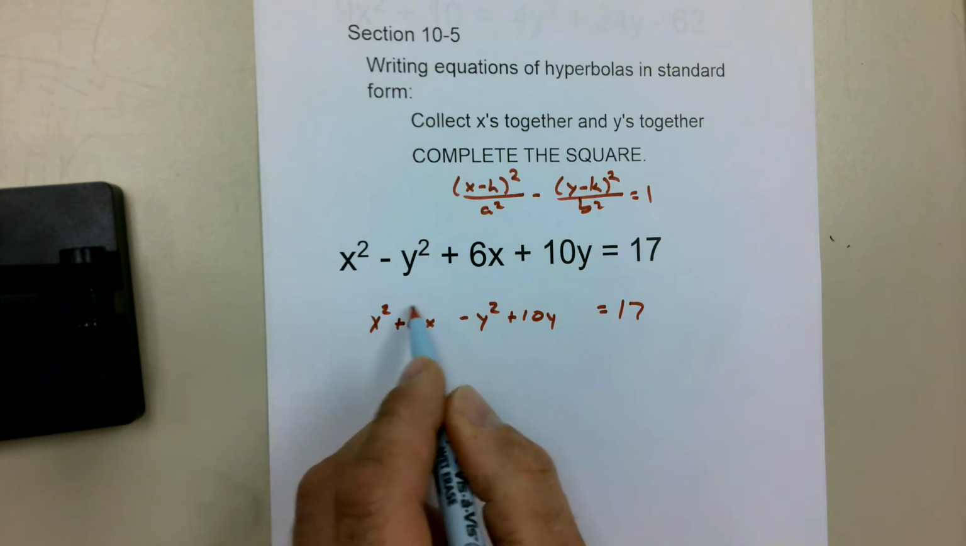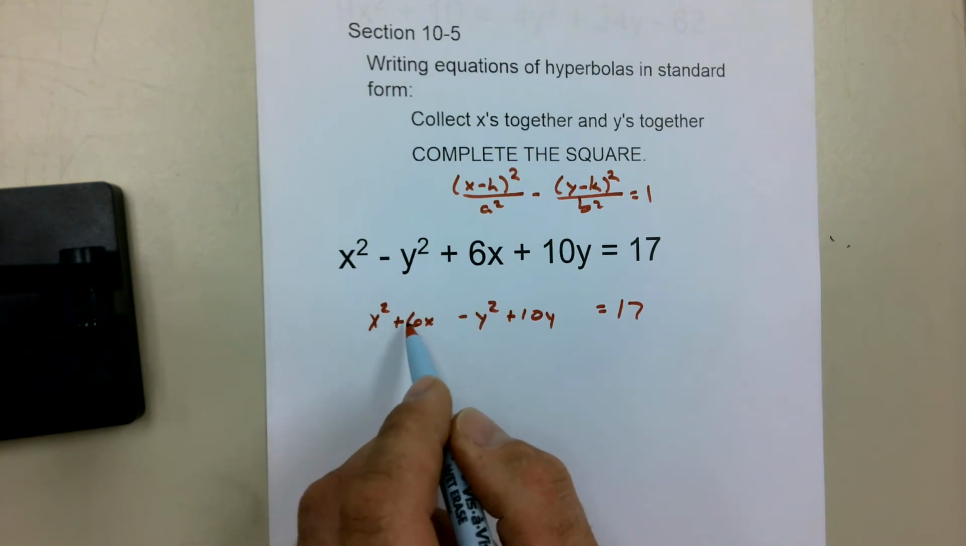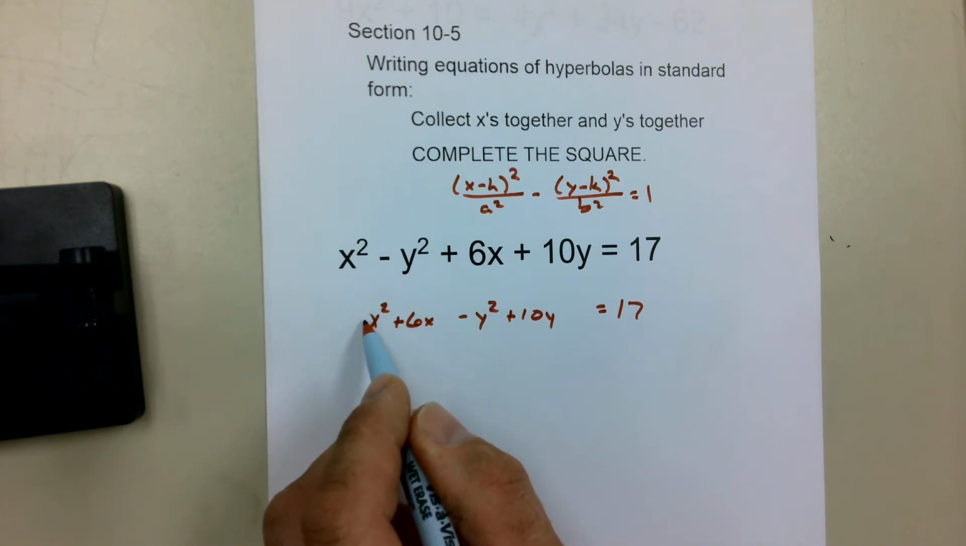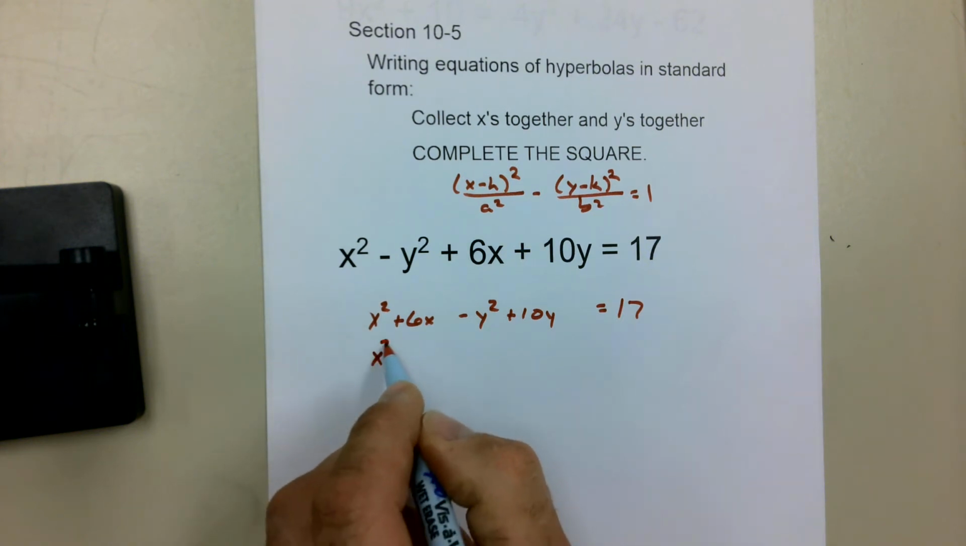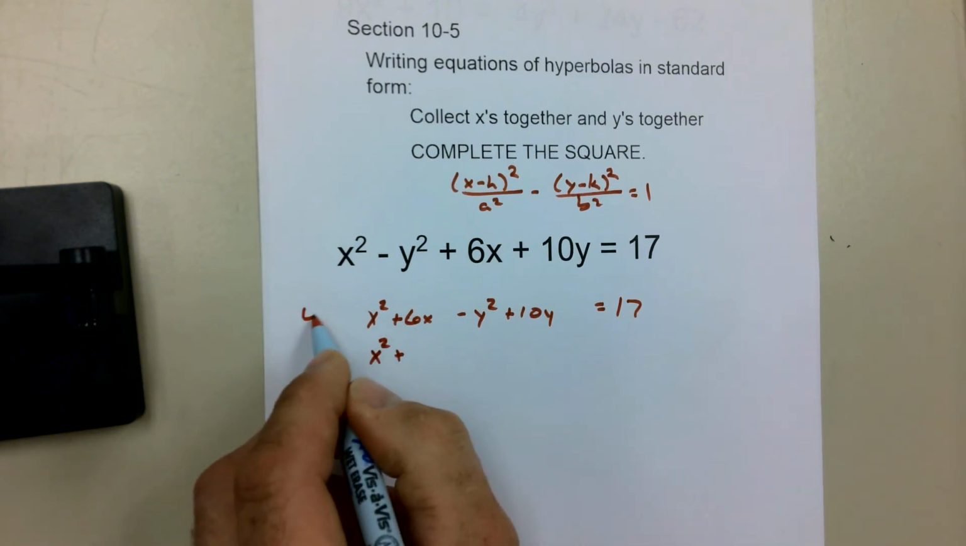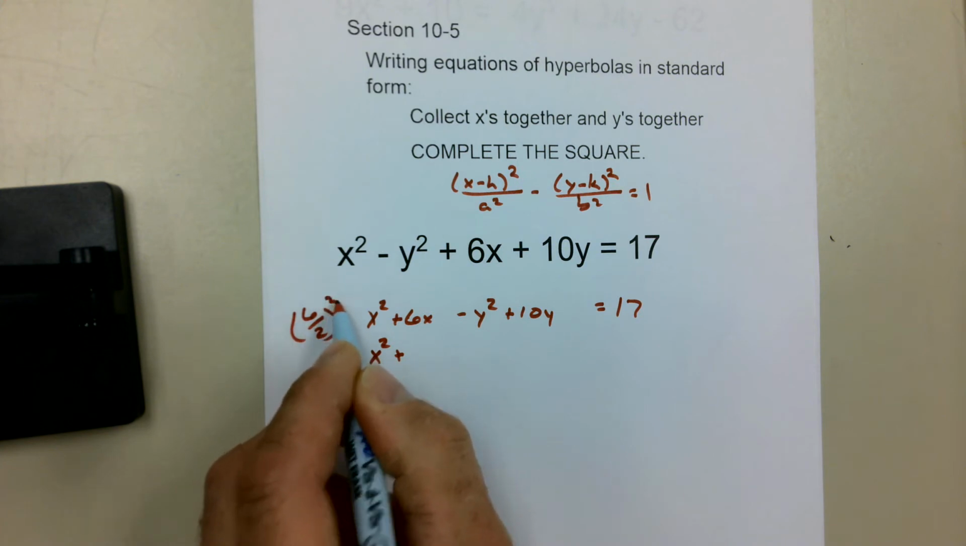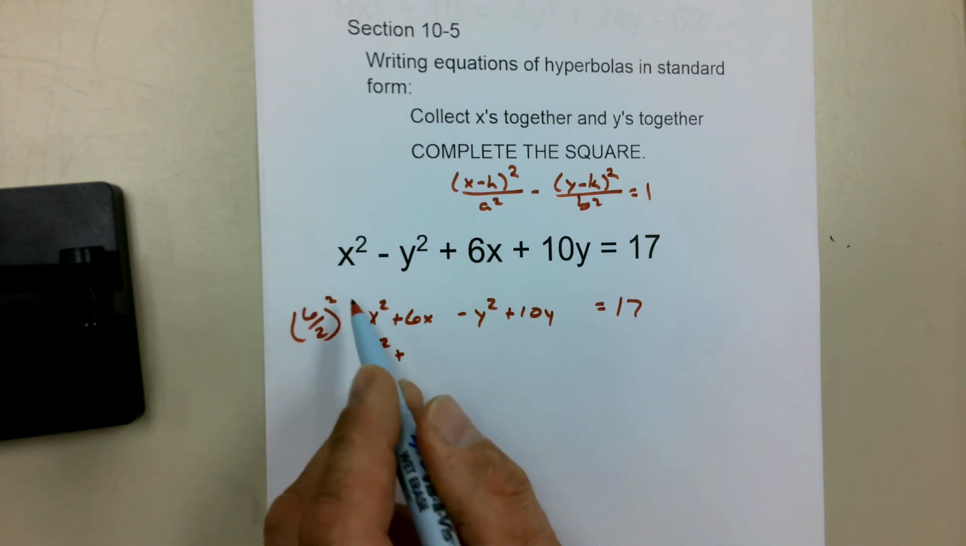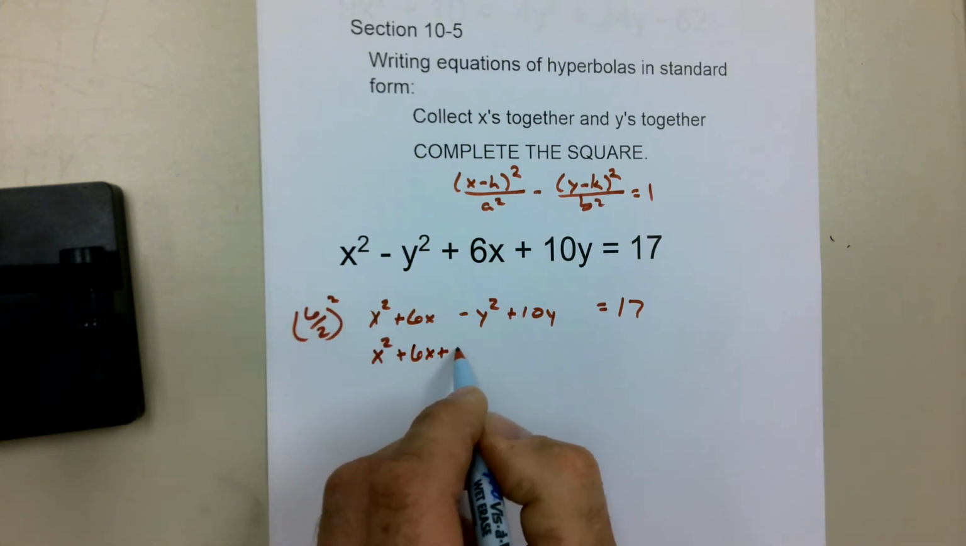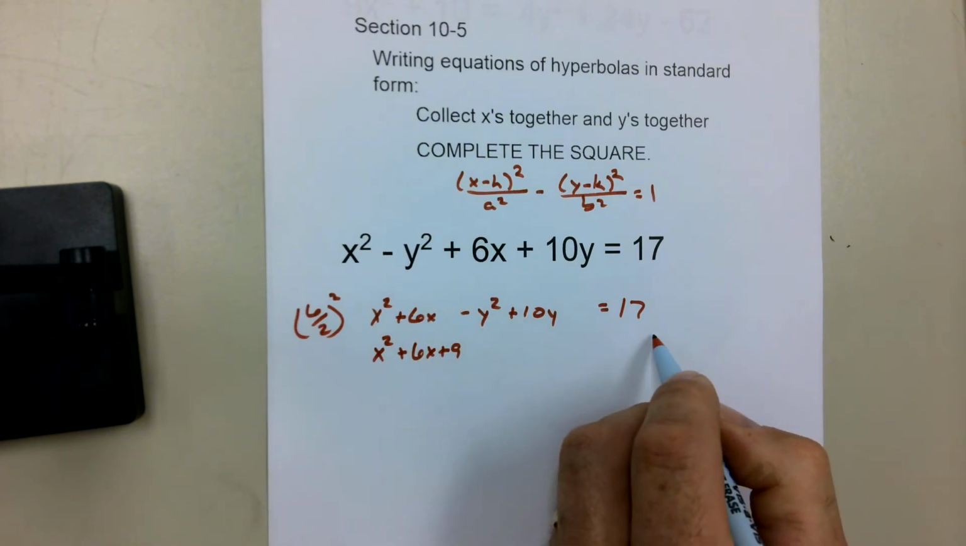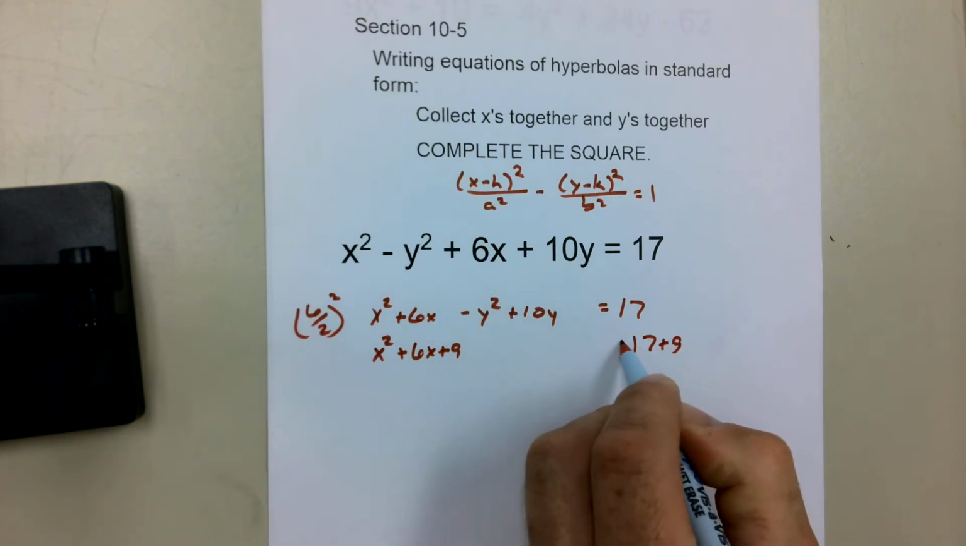I'm going to go ahead and complete the square with my x's. I can do that since I have a positive 1 coefficient for my x's. So I have x squared plus 6x, 6 divided by 2. We've done this how many times now, huh? 3 squared gives us 9, so we get x squared plus 6x plus 9. If I add 9 to the left side, I also have to add 9 to the right side.